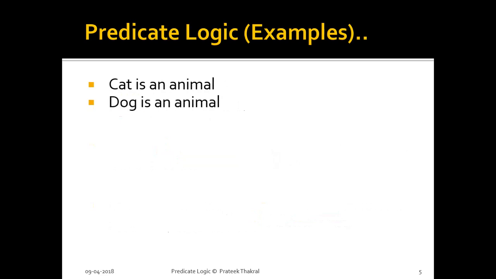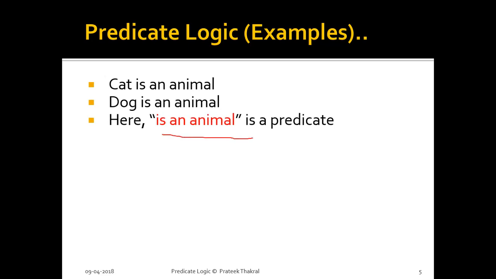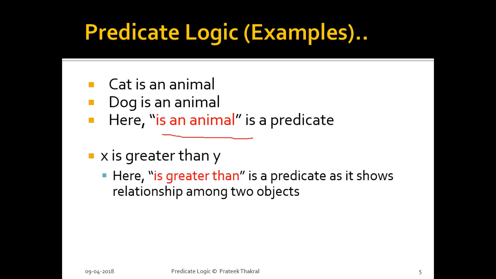Let's take some more examples to understand predicates. Cat is an animal, dog is an animal. Again, "is an animal" is common in both sentences, so this verb phrase, this template, is a predicate. Some more examples: x is greater than y. Look carefully, here we have two different variables, two different objects, and "is greater than" gives us the relationship between these two objects. So "is greater than" is a predicate again.